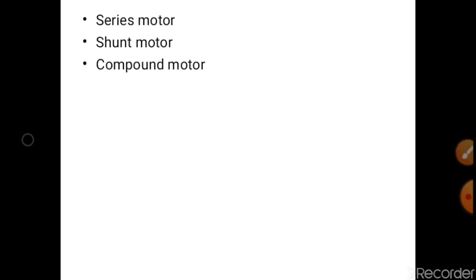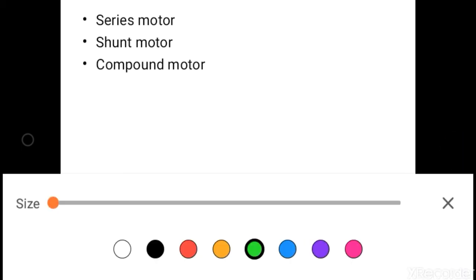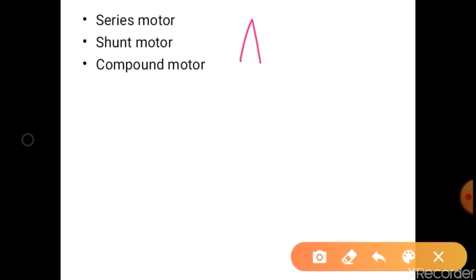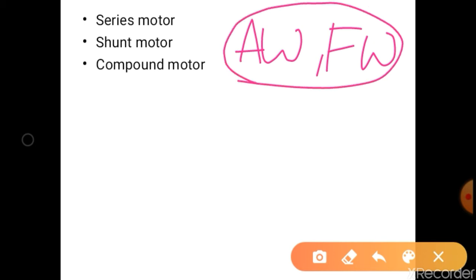First is the series motor. In a series motor, or any type of DC motor, there are two windings, the armature winding and the field winding. Based on the connection of these two windings, the motors are subdivided into three types: series motor, shunt motor, and compound motor. We'll see the first one, the series motor.